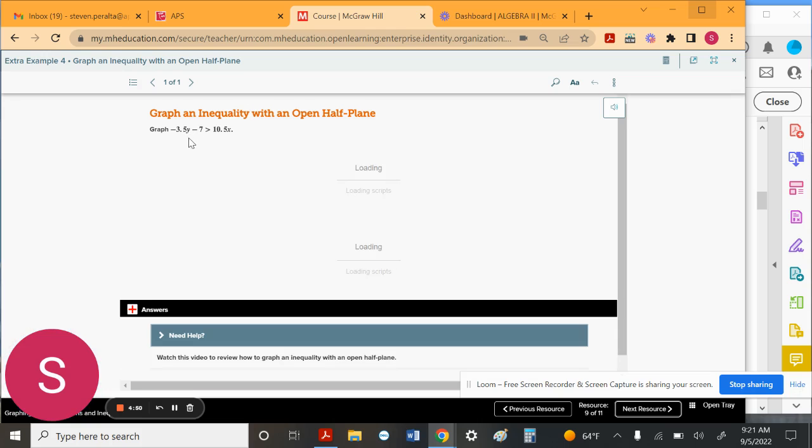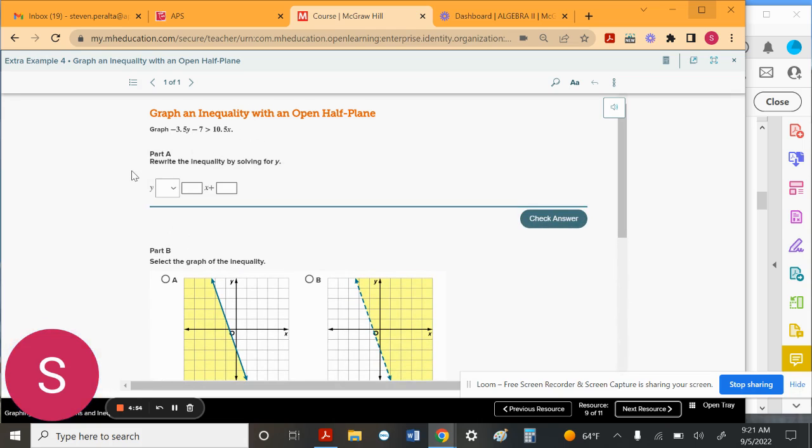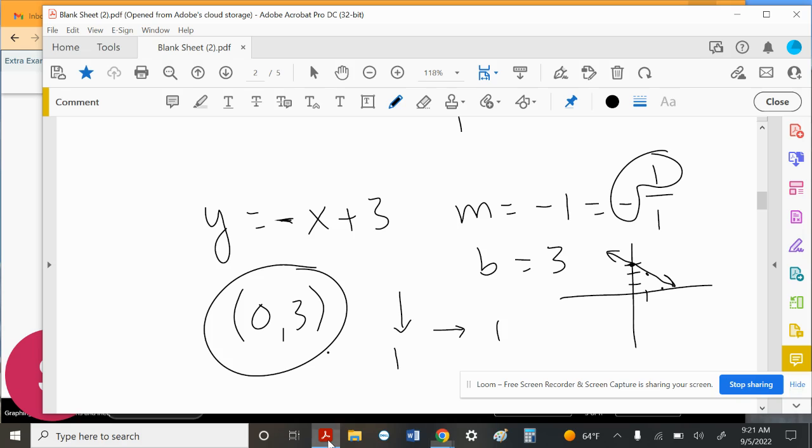We're going to start doing some graphing. We're going to do an open half plane. An open half plane means that it is not going to be equal to. So notice it's not equal to. And of course, they give us some crazy numbers there. So we are going to move things over. To do that, negative 3.5 minus 7 greater than 10.5. I'm going to show you how to do this, and we're going to keep the y on the left side.